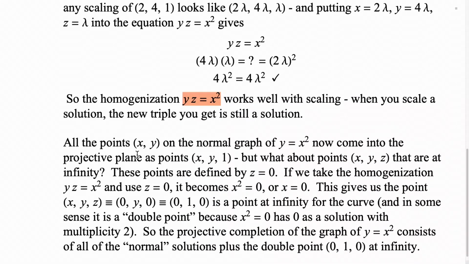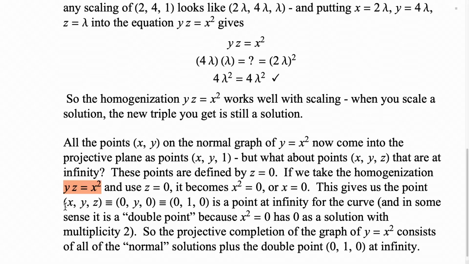Now, all the points x, y on that normal graph of the parabola come into the projective plane as the points x, y, 1, but what about points that are out at infinity? Those points are defined by the last coordinate being 0. If we take the homogenization, yz is x squared, and use z equals 0, it's going to become x squared equals 0, or just plain x equals 0.